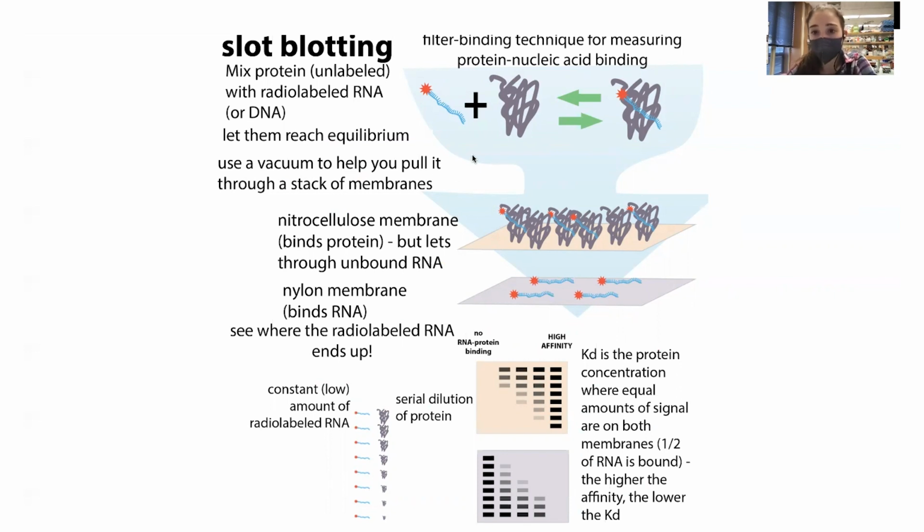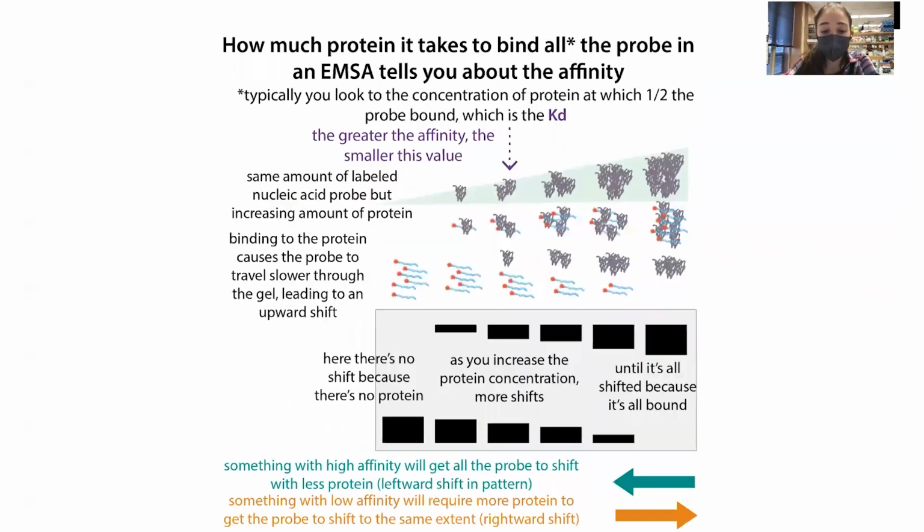And so you get information about the KD, about the affinity. If you have a really high affinity interaction, you won't need much of the protein in order to get it all bound. But if you have a weak interaction, you'll need a lot of the protein. And so the point at which half of the RNA is bound is going to be your KD. So much more on this in other posts.